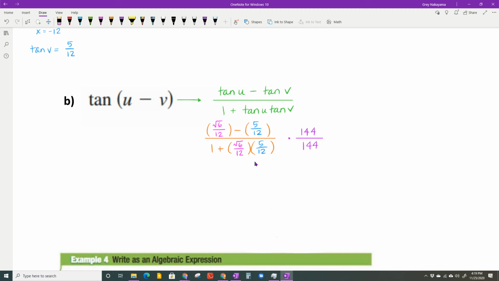And when you do that, this first term, well, we have 12 square roots of 6 minus 12 times 5, which is 60, all over 144 plus 5 square roots of 6. Okay, if you need any help simplifying that or doing it, then please don't hesitate. But we've done this a little bit before where the 12s cancel out when you're doing it.